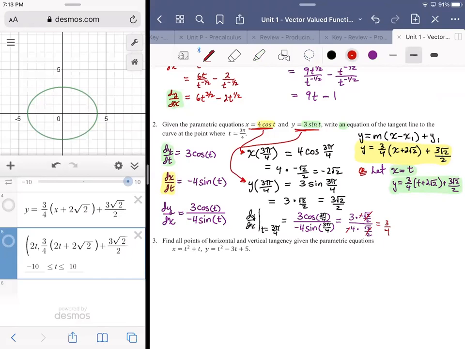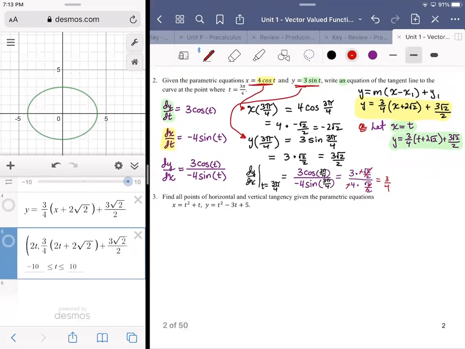All right. And so the last thing on this page would be points of horizontal and vertical tangency. It's Calc 1. It's a set of Calc 1 questions, but we're giving it a Calc 3 twist. So we have X equals T squared.